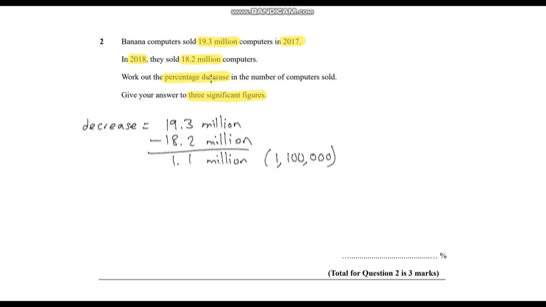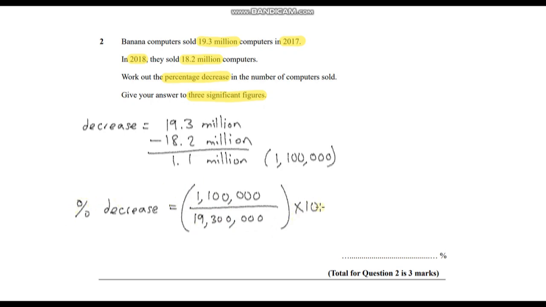But we need to work out the percentage decrease. So we take the actual decrease, which was 1.1 million, so 1,100,000, and we take that as a fraction out of the original amount they sold. So what did they sell in 2017? Well, they sold 19.3 million, so 19,300,000. So this would be the decrease as a proportion or as a fraction of the original amount. And then to convert that into a percentage, we just need to multiply this by 100.